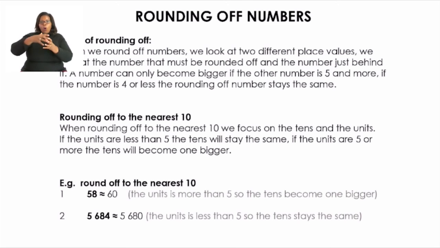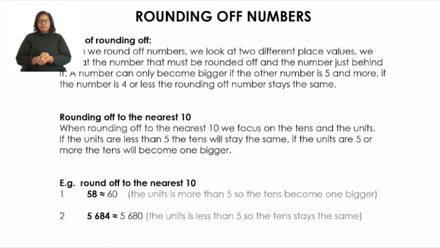So when we round off to the nearest 10, we find the 10, the number in the 10th place. That is the number that will either change or become 1 bigger. And we focus on the units. If the unit is 5, 6, 7, 8, or 9, the 10 will become 1 bigger. If the units are 4, 3, 2, 1, then the 10 will stay the same.